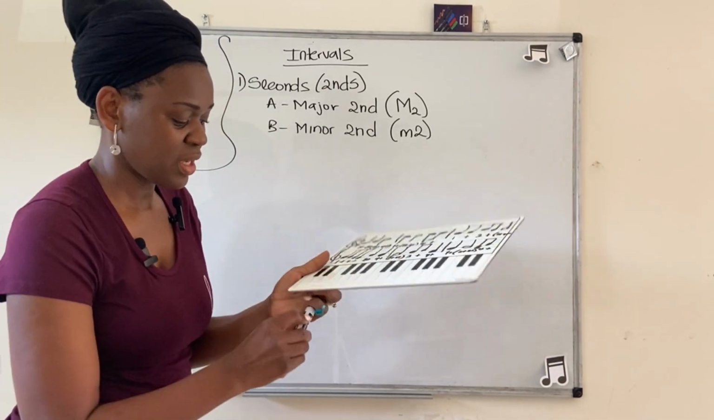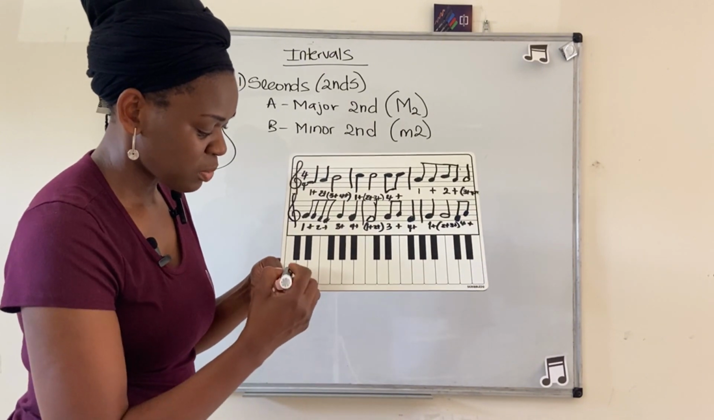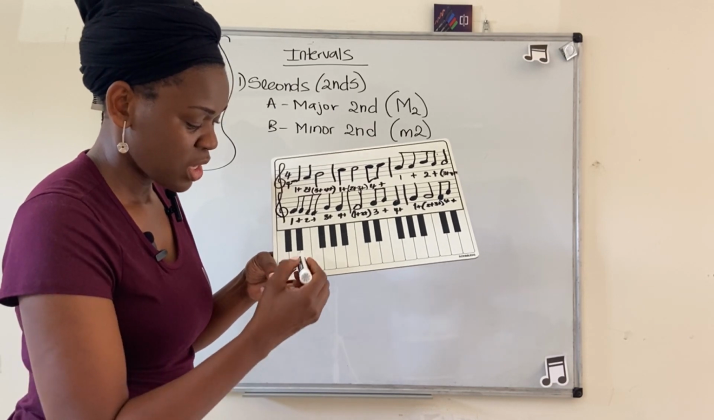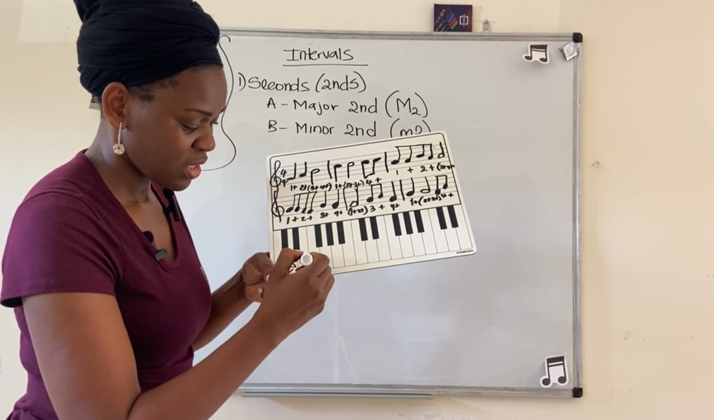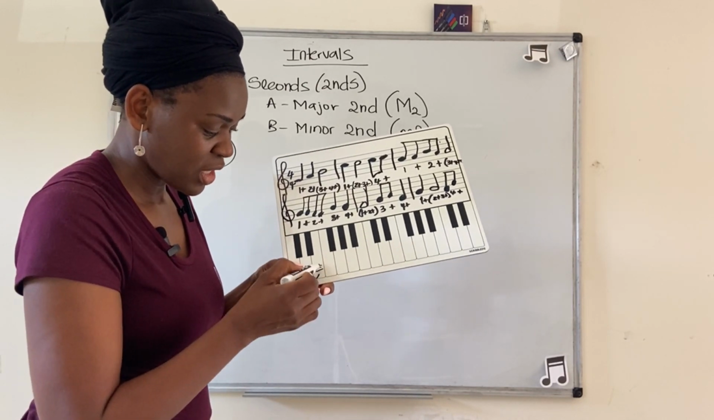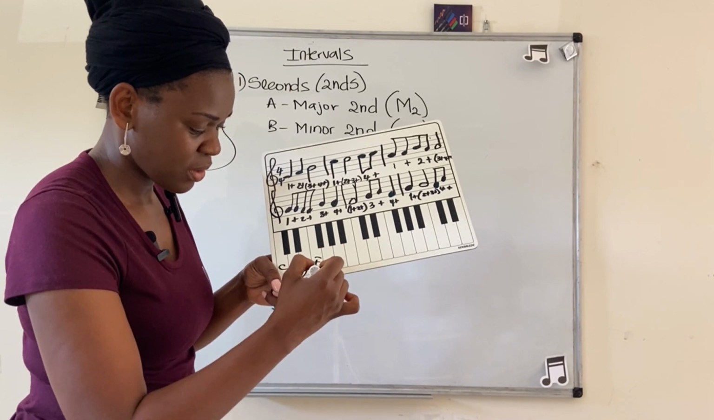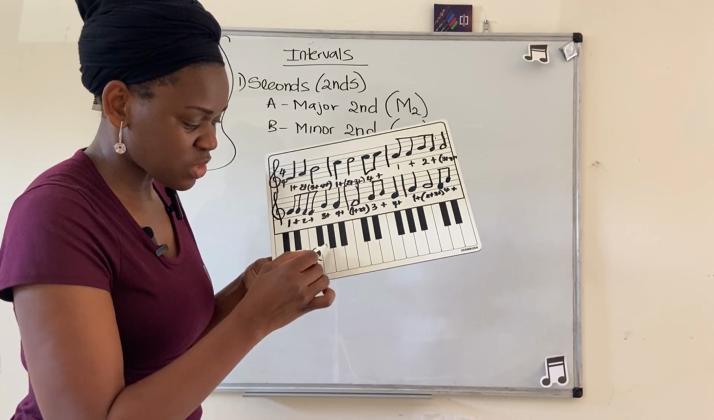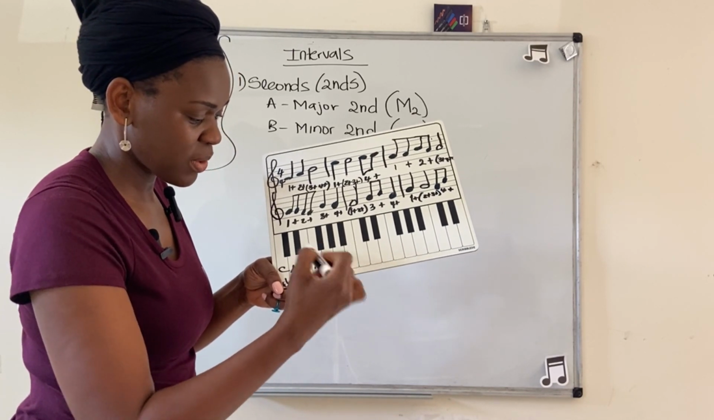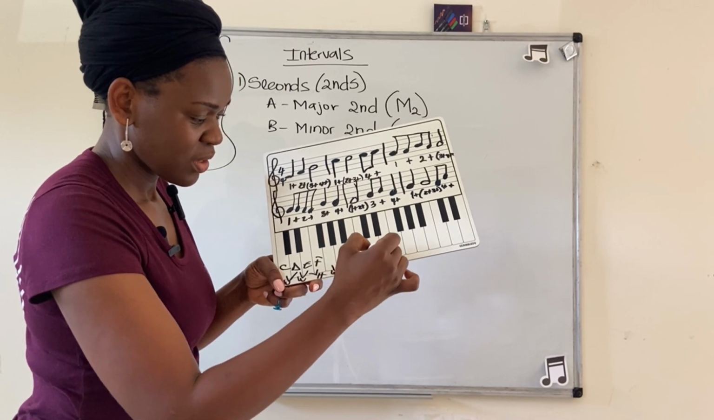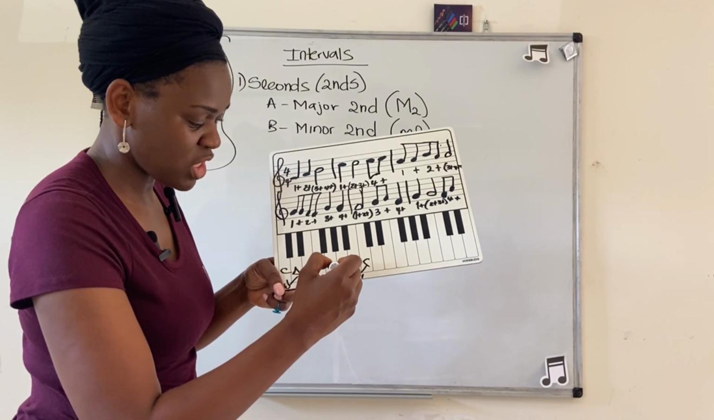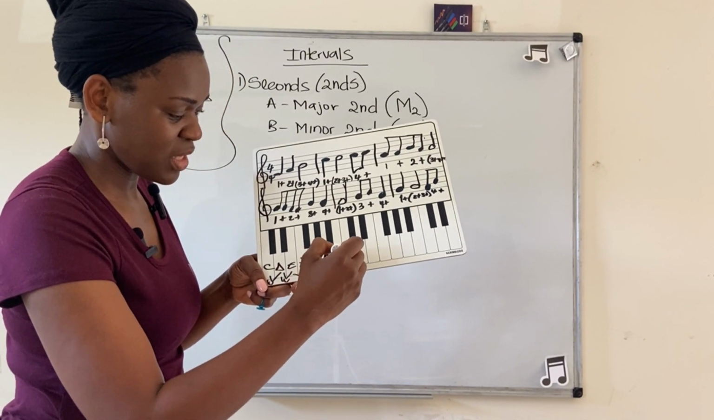From C, I'll give you an illustration here. From C to D is a whole step, W. From D to E is another whole step. Now, since we don't have a black key here, E to F is going to be a half step. Then since we have black keys here, this one is going to be a whole step, and this is going to be a whole step, and this a half step. Okay, we go back to C. This is C, D, E, F, G, A, B, C.